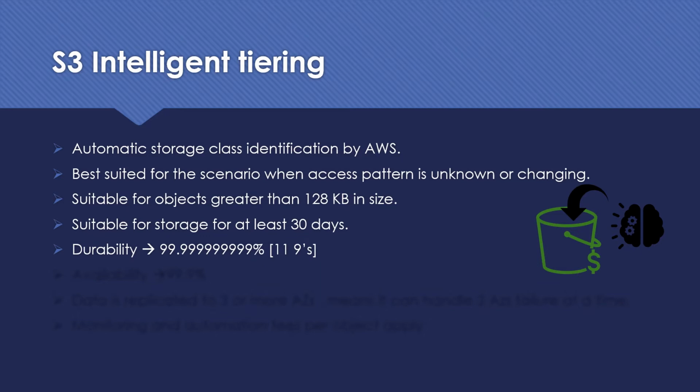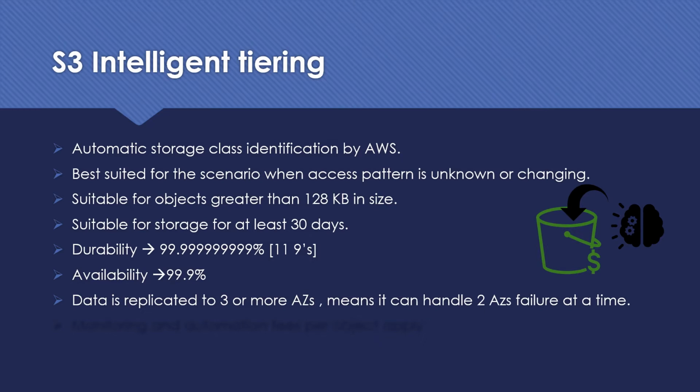Durability is same as S3 standard, that is 11 nines. Availability is a little less, that is 99.9%. Here also data is replicated to 3 or more AZs, meaning it can handle 2 AZ failures at a time. Since S3 is doing its monitoring on the object, some monitoring and automation fee applies per object when you are using S3 intelligent tiering. So this is all about S3 intelligent tiering.